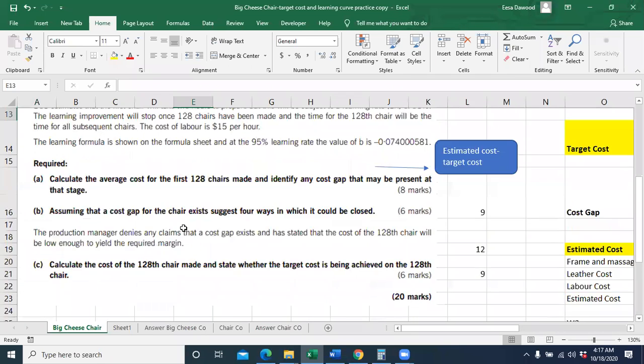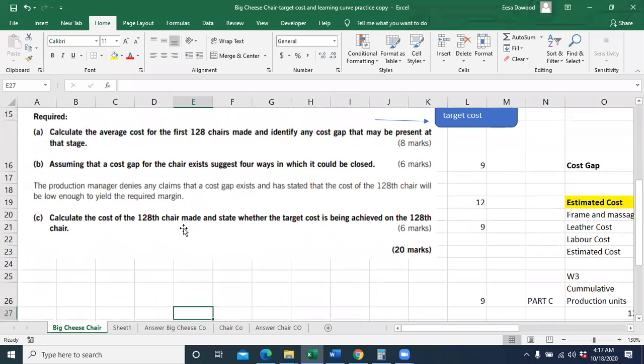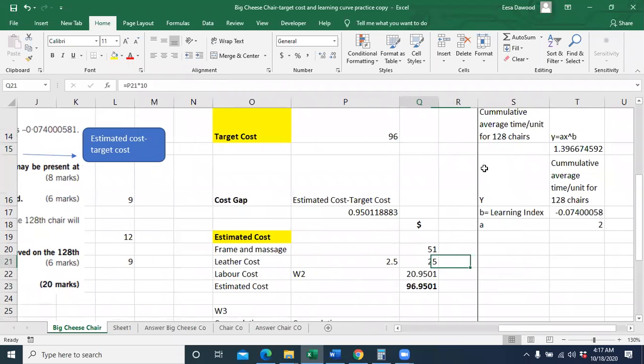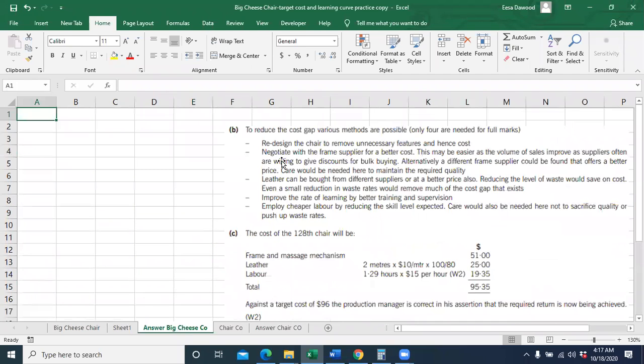Now moving on to part C, the production manager denies any claim that a cost gap exists and has stated that the cost of the 128th chair will be low enough to yield the required margin. Okay, so what we see here is that the estimated cost was higher than the target cost, and then there is the cost gap that we need to reduce, and we have already discussed how to reduce this cost gap: by redesigning the chair, by reducing the wastage, by negotiating better with the frame supplier, and by supervision and all that.